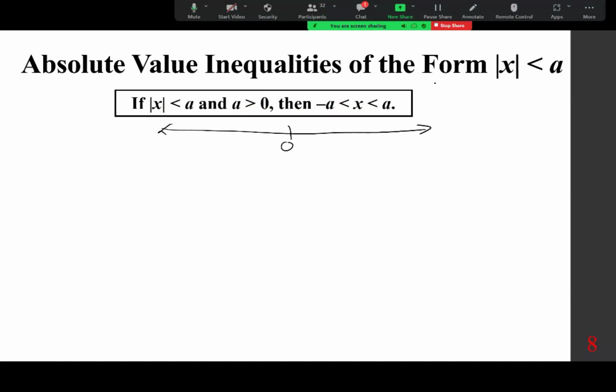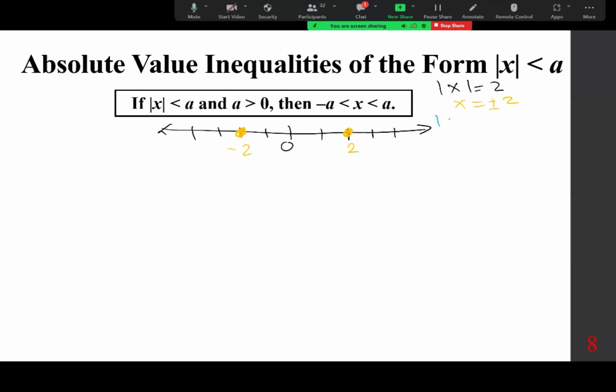If you think of absolute value of x equals, let's say, 2, this is 2, this is -2. So it has 2 answers.